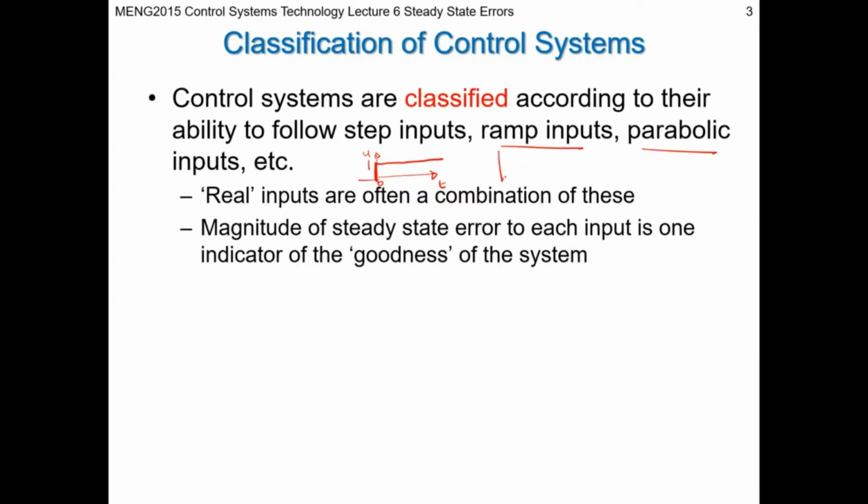And for a ramp input, you have a growing input over time. For parabolic input, well, we haven't dealt with this one up till now, but it's pretty obvious what it is. It's going to be parabolically growing over time. So these are just ways of testing the system. In reality, real inputs are often a combination of these.